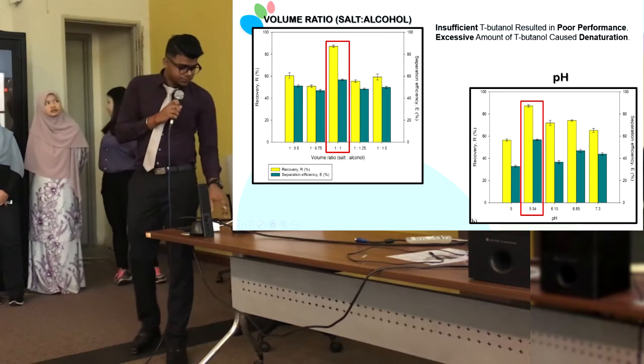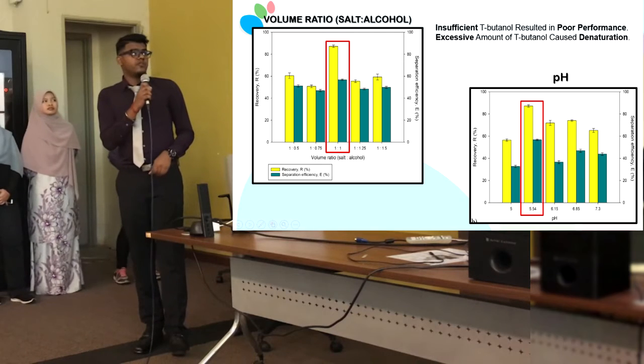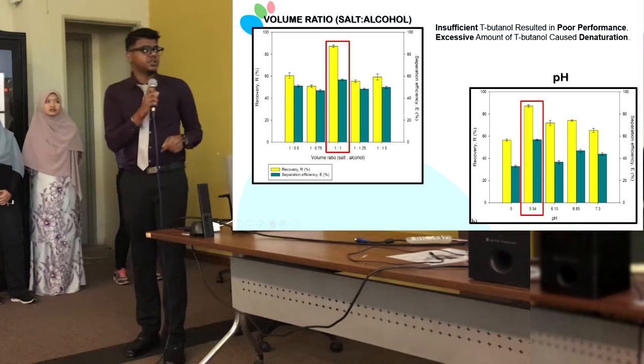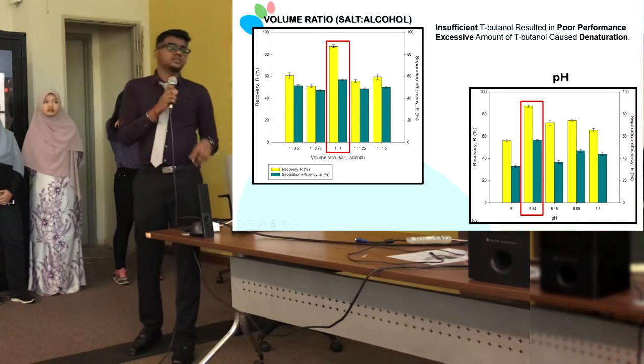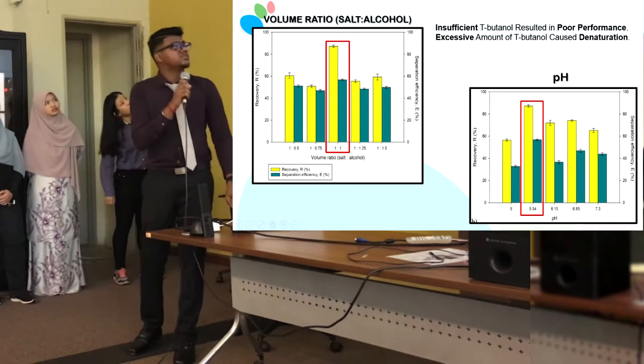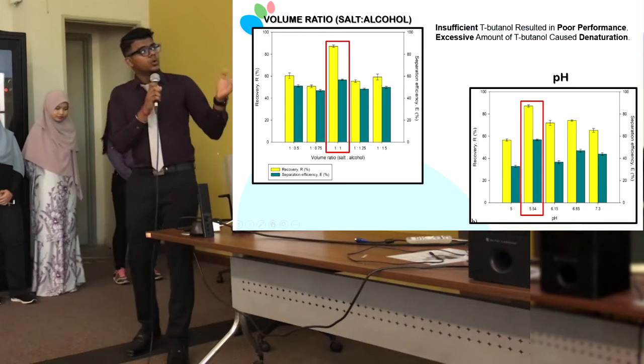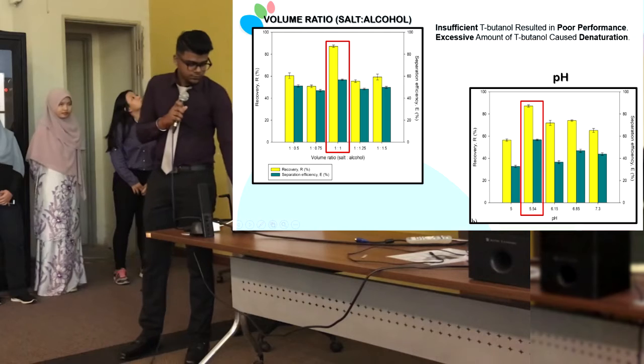Moving on to pH. A pH of 5.54 was suitable and gave the highest recovery and also separation efficiency. Any pH below or above it causes undesirably low separation efficiency.